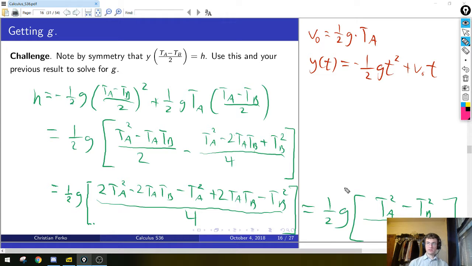Alright, so now we're effectively done, because this whole thing was h. All we have to do is solve for g, but to solve for g, well, a half and a fourth give us an eighth, so I'll multiply both sides by 8, there'll be an 8h here, then I'll divide by this difference. So the implication is that g will be the 8h from the 4 and the 2, all over TA squared minus TB squared. So that's it, actually. So that's what we wanted to prove.